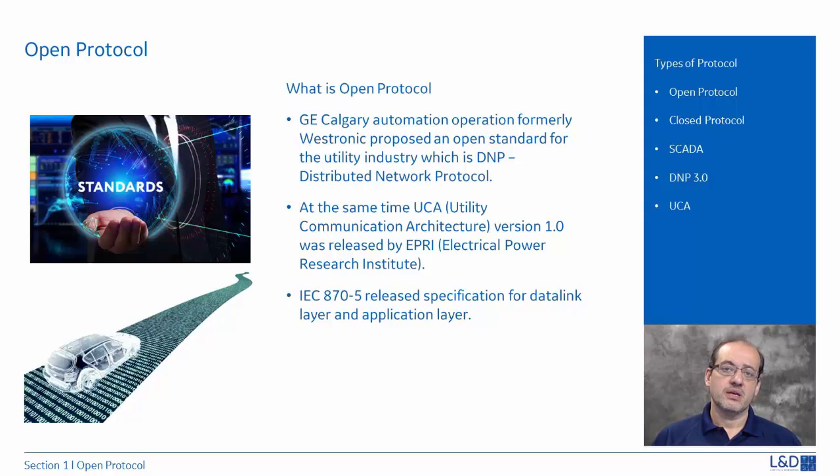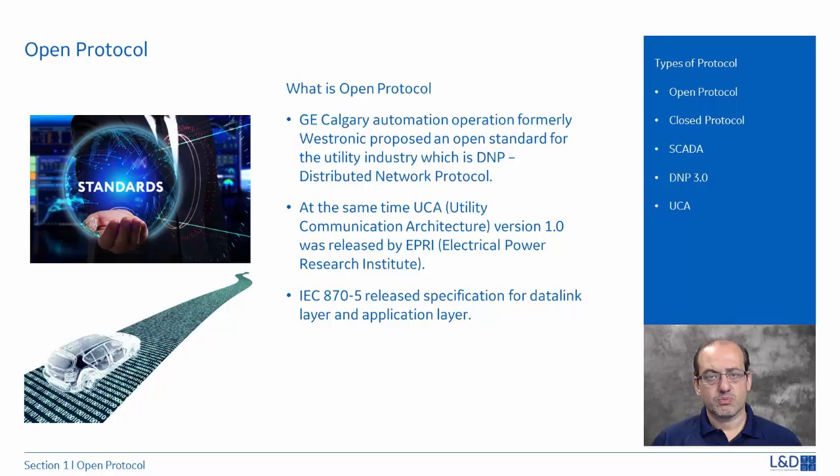During the same time, there were other efforts to develop other open or shared protocols. For example, the IEEE UCA protocol or Universal Communication Architecture, which was led by EPRI, the Electric Power Research Institute, was in development. And the IEC 60870-5, earlier known as 870-5, was also in development.